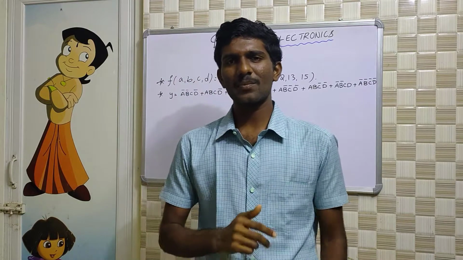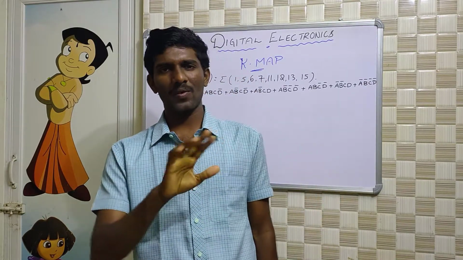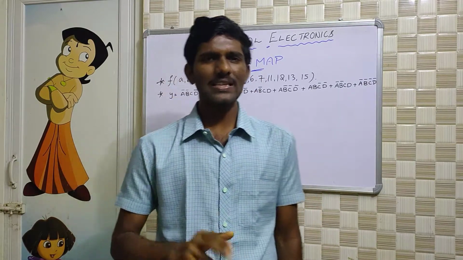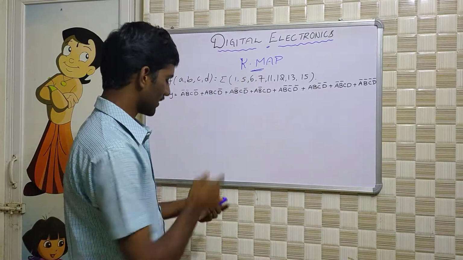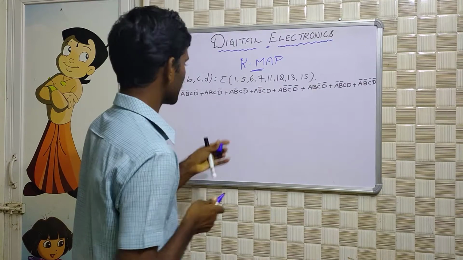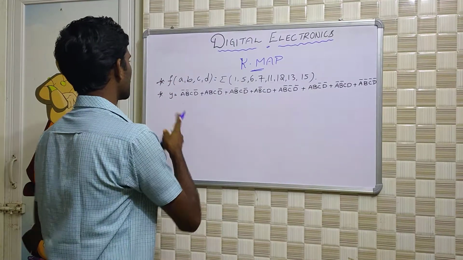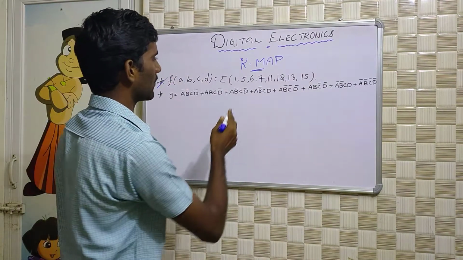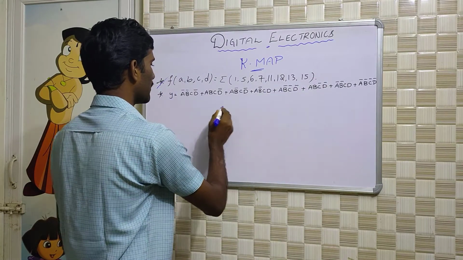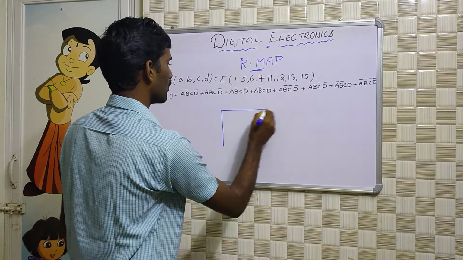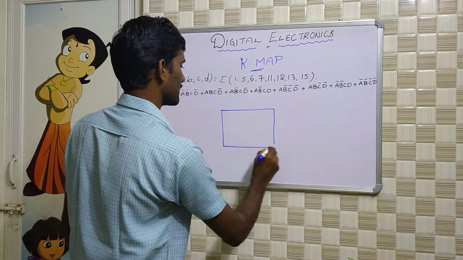In the previous class, we have seen the K-map on 3 variables. Today's class we will see the K-map on 4 variables. Let me take 2 examples. The first one is A, B, C, D with minterms 1, 5, 6, 7, 11, 12, 13, 14, 15. For 4 variables, we need to take 2 power n, which means 16 cells.